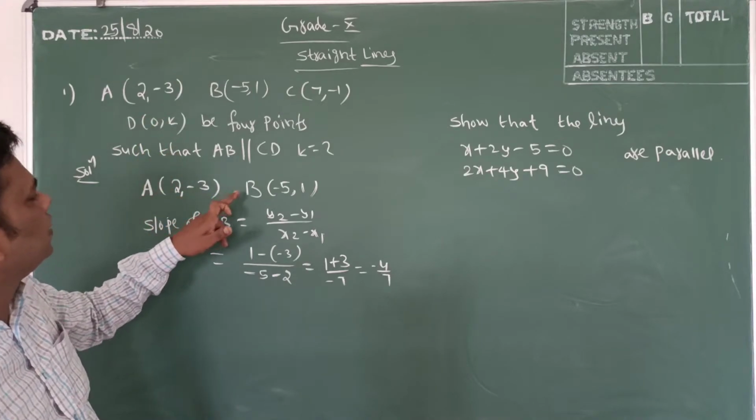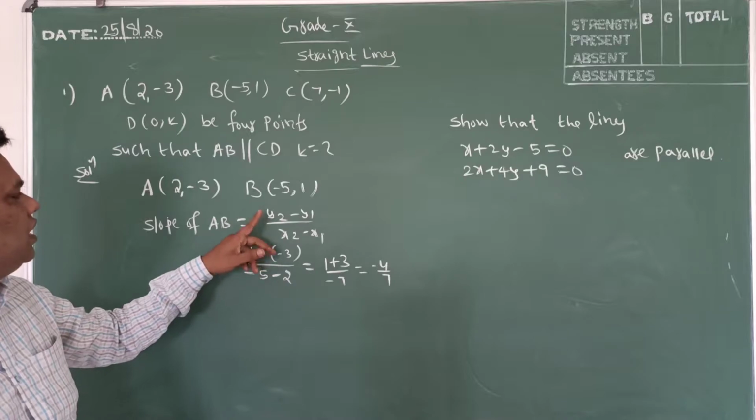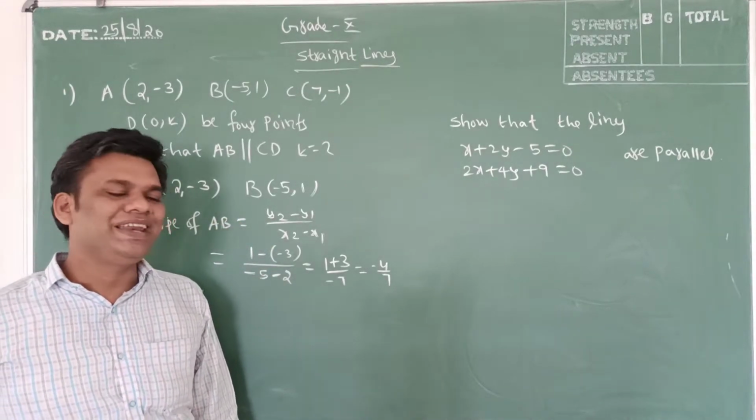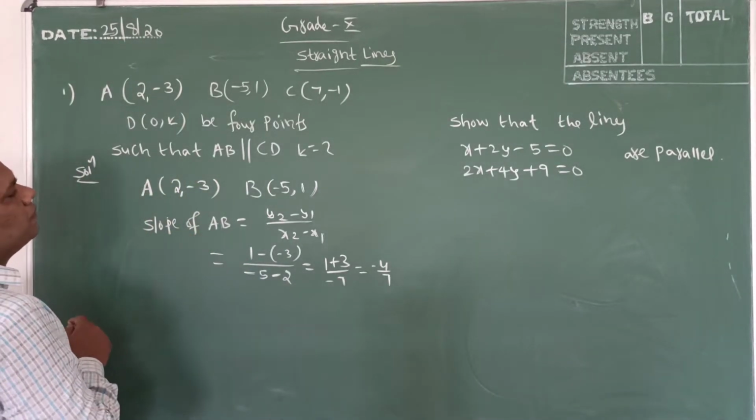A is (2, -3), B is (-5, 1). Slope of AB is 1 minus of minus 3 upon minus 5 minus 2, which means 1 plus 3 upon minus 7, which is minus 4 upon 7. It is the slope of AB.